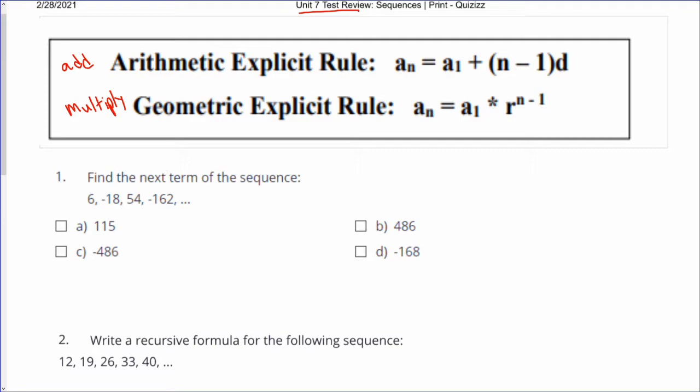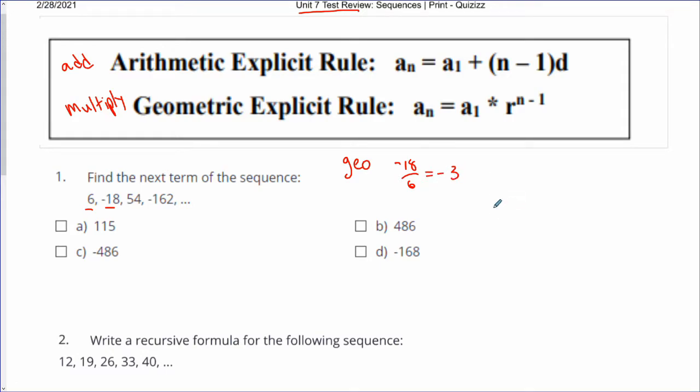So let's see. The first thing that I see is that we're alternating signs, right? Positive, negative, positive, negative. That's not going to happen with an arithmetic sequence where you're just adding or subtracting the same number every time. That will happen with geometric, though. So that means we're multiplying by something. All right, well, how do we figure out what we're multiplying by? I'm going to take negative 18, the second term, and divide it by 6, the first term.